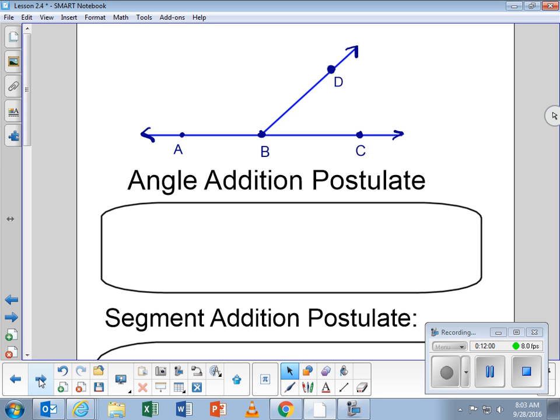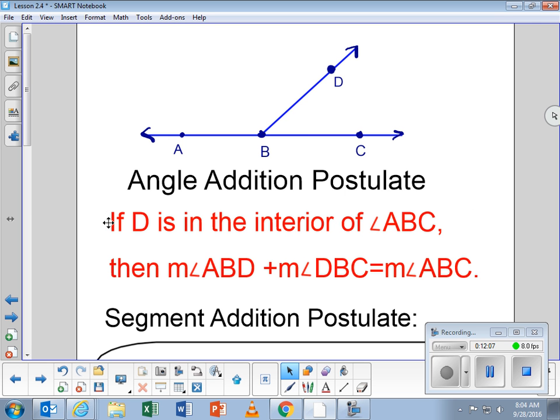And so our angle addition postulate says, if D is in the interior of angle ABC, then the measure, the M stands for measure, of angle ABD plus the measure of angle DBC is equal to the measure of angle ABC. I'm going to pause while you copy that, and then we'll make sure you understand what it's saying.